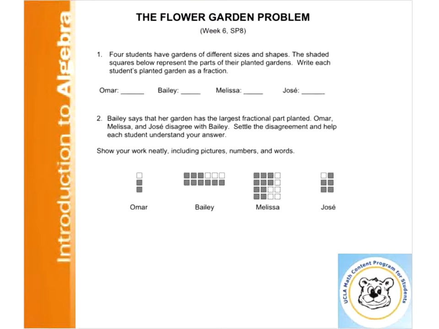All right, this is the flower garden problem, and it's on SP8. In this problem, we asked the students to use different methods and sense-making strategies to compare the gardens of 4 students. And they basically have to figure out who has the largest fractional part planted. One of the strategies that we want to discourage is just having the kids convert the fractions into decimals. That's not the idea here. We want to make sure that they're getting practice using the 2 methods, which is the replicating and the splitting method.